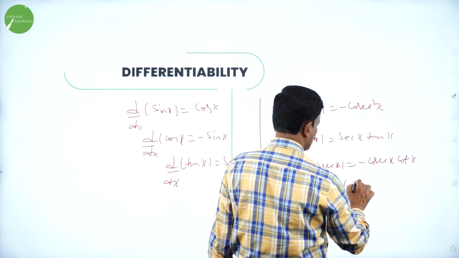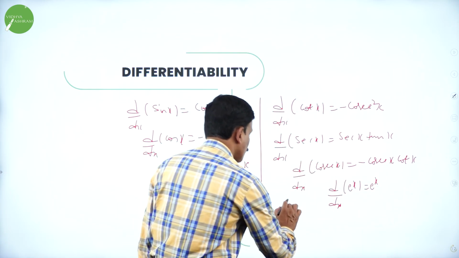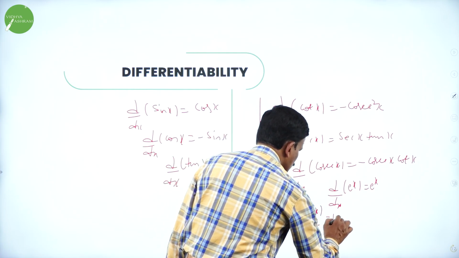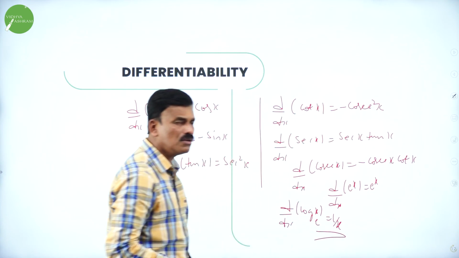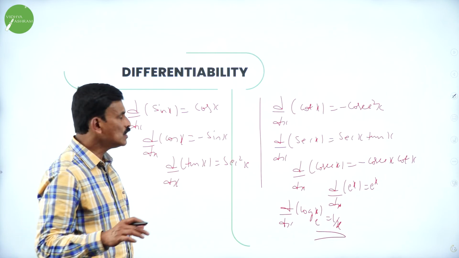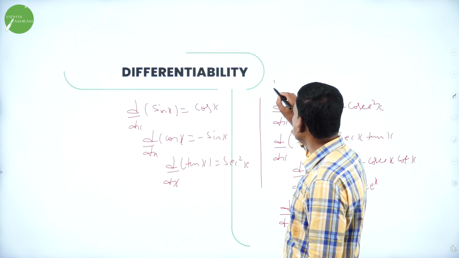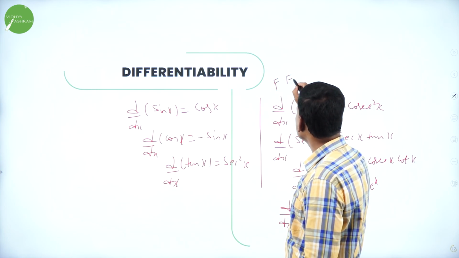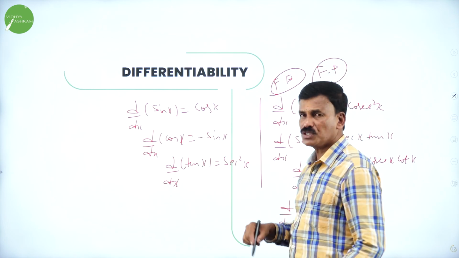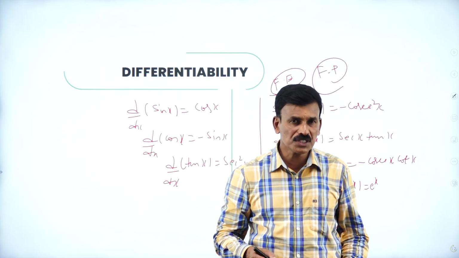And just now I wrote d by dx of e to the power of x is e to the power of x, and d by dx of log x to base e is equal to 1 over x. So these are all the important formulas which we might have studied in our previous class, and we can find the derivatives for all these using the first principles or by definition. So by first principles or by definition we are going to solve. So these are all some basic information regarding the differentiability.